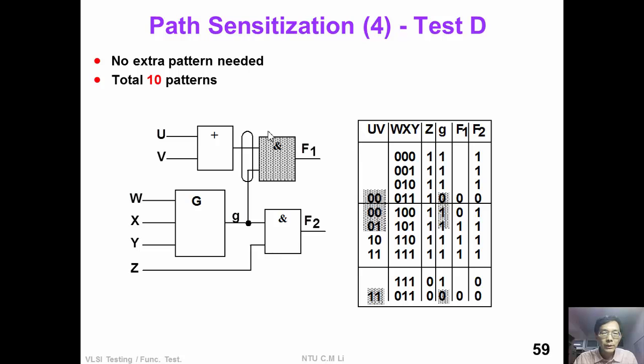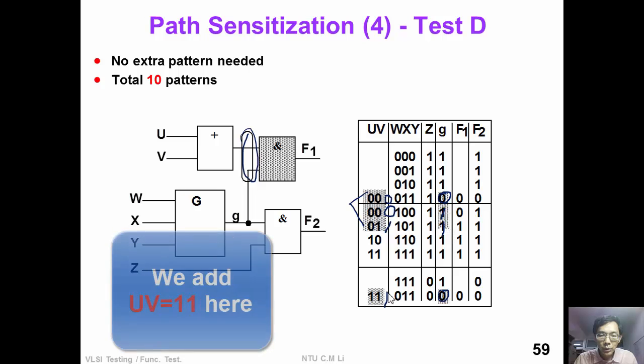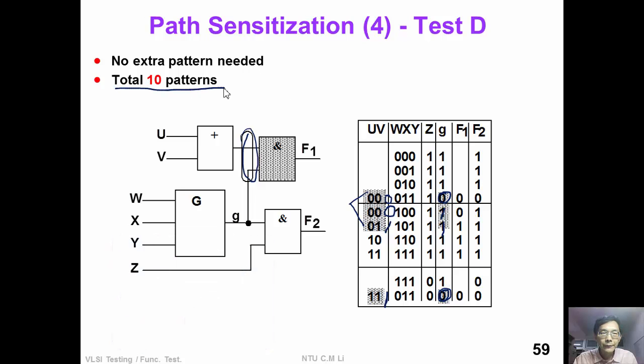Finally, we want to test the segment D exhaustively. Segment D has 2 inputs. If we look at our previous pattern, we already have 0, 0, 0, 1, and 1, 1. And we also have 1, 0. So we don't need any extra patterns. Totally, we have 10 patterns to test this circuit pseudo-exhaustively.